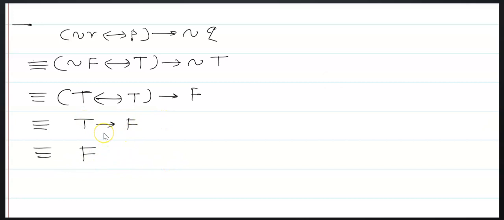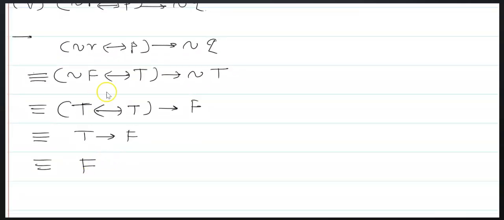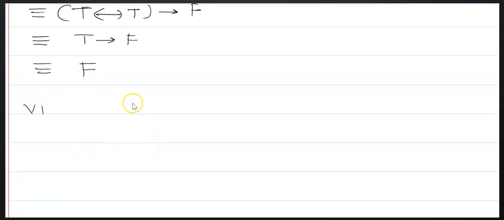In implication, the conditional statement, what implies is important. T implies F, then it is F. F implies T, then it is true. In a double implication, if both of them are same, then it is true. Next.